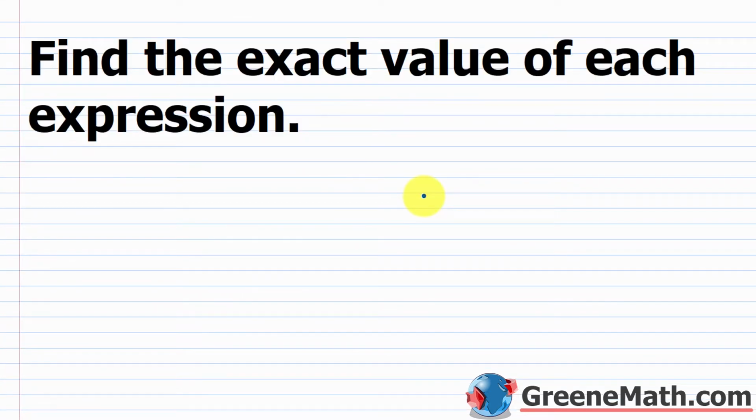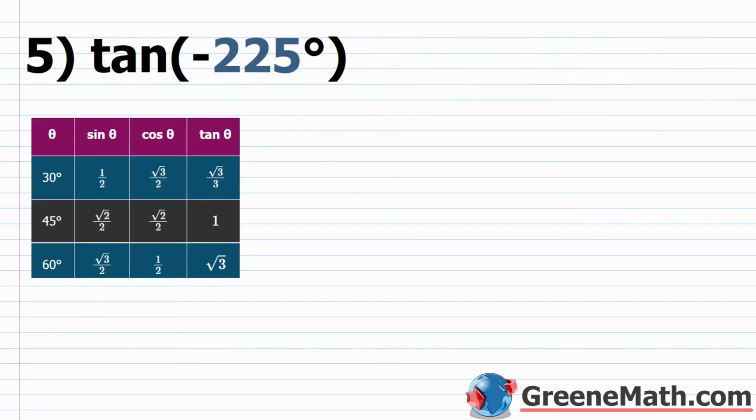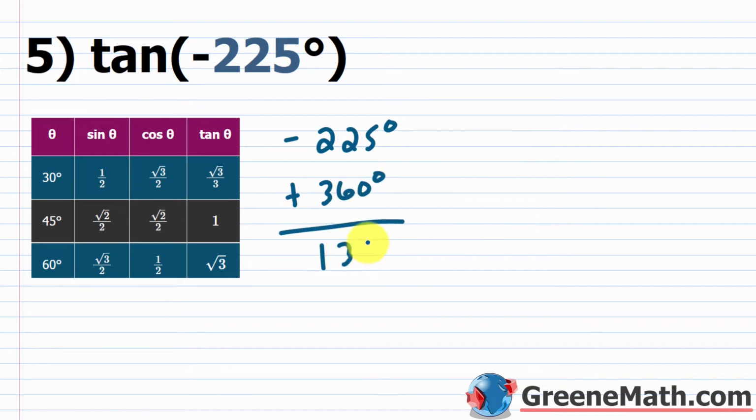All right, let's take a look at the next part of this where we're going to find the exact value of each expression. So coming down here for problem 5, we have the tangent of negative 225 degrees. So the way this type of problem works, you're going to first find a coterminal angle between 0 degrees and 360 degrees if this guy's negative. So with this one, you have negative 225 degrees. Let's add 360 degrees. So this is going to give me what? Well, it would be 135 degrees. So that's the coterminal angle you want to work with.